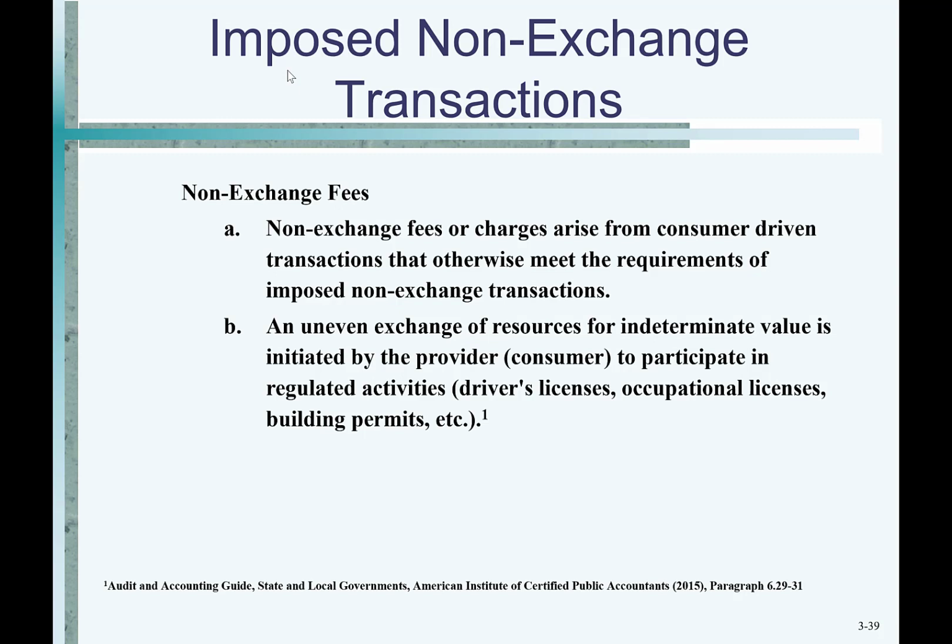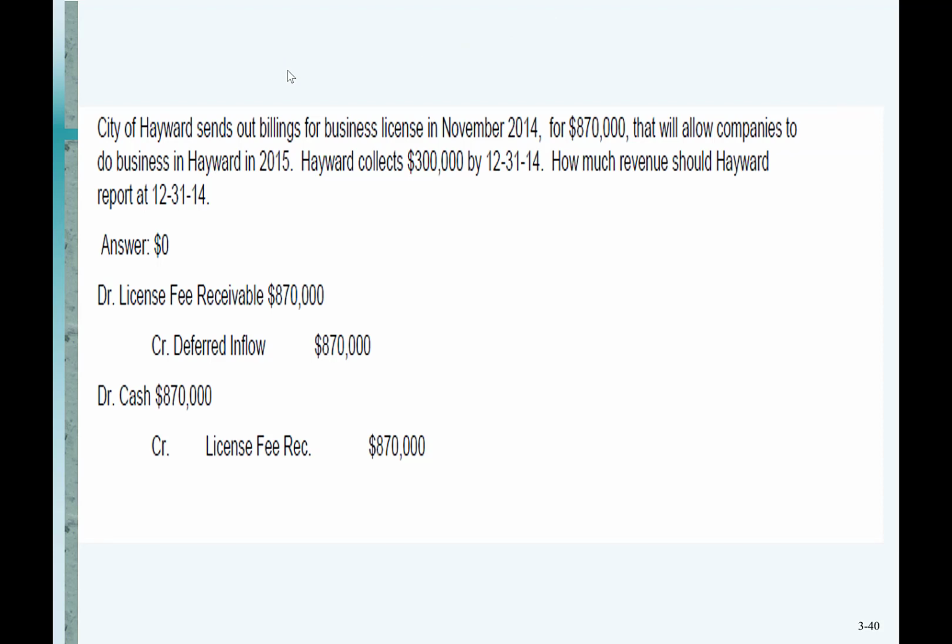If that's the case, you have to wait until what? And we're kind of back to the when-the-use-may-begin rule. Okay? So you tell when the activity may begin. So let's just take a look at this example. City of Hayward sends out billings for business licenses in November 2014 for $870,000 that allow companies to do business in Hayward in 2015.